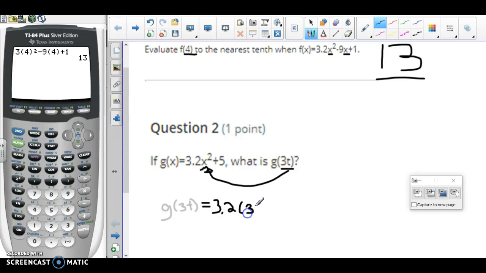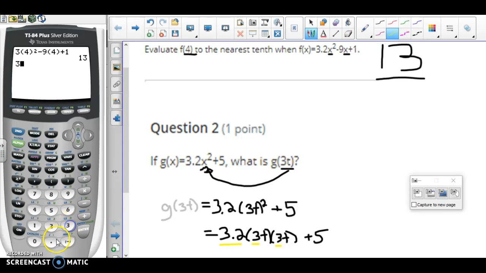3.2 times 3t squared plus 5. So we just have to remember what we remember about when we square something. So this is really 3.2 multiplied by, we'll do it step by step, 3t. When we square something, we multiply it by itself, 3t, plus 5. So using our rules of multiplication, 3.2 times 3 times 3 goes together here, and that's going to give us 28.8.